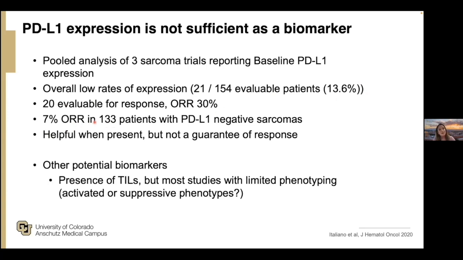That being said, there's still 70% of PD-L1 positive patients who do not respond. All of this is basically telling us that PD-L1 is helpful when it's present, but it's not a guarantee. We need to be looking at other potential biomarkers, including the presence of those lymphocytes. Now, this has looked promising in other studies, but many of these have very limited what we call phenotyping, or classification, of those immune cells, because they could be activated, they could be suppressive, we're just not sure. And that may explain some of the confusing data that's come out of these analyses.